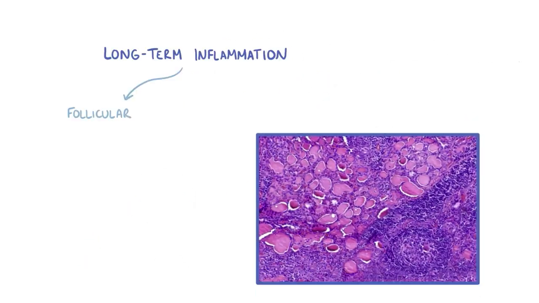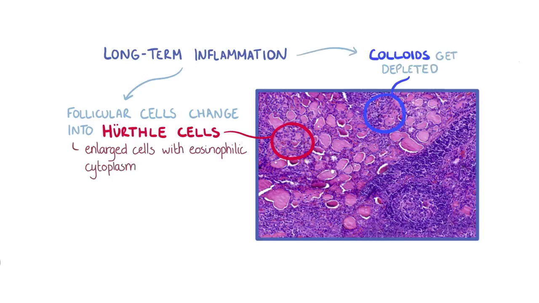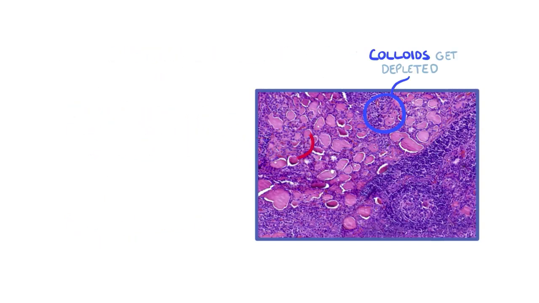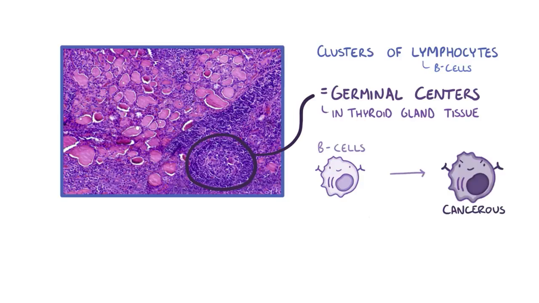Long-term inflammation causes follicular cells to change into what are called Hürthle cells, which are enlarged cells with an eosinophilic, or pink and granular, cytoplasm. Meanwhile, the colloid gets depleted and follicles atrophy, or get smaller. What forms in between them are clusters of lymphocytes, particularly B cells, called germinal centers. These germinal centers form outside of lymph nodes, where they're usually found, and are in the thyroid gland tissue itself. In rare situations, these B cells might turn cancerous, giving rise to a B cell lymphoma of the thyroid gland.